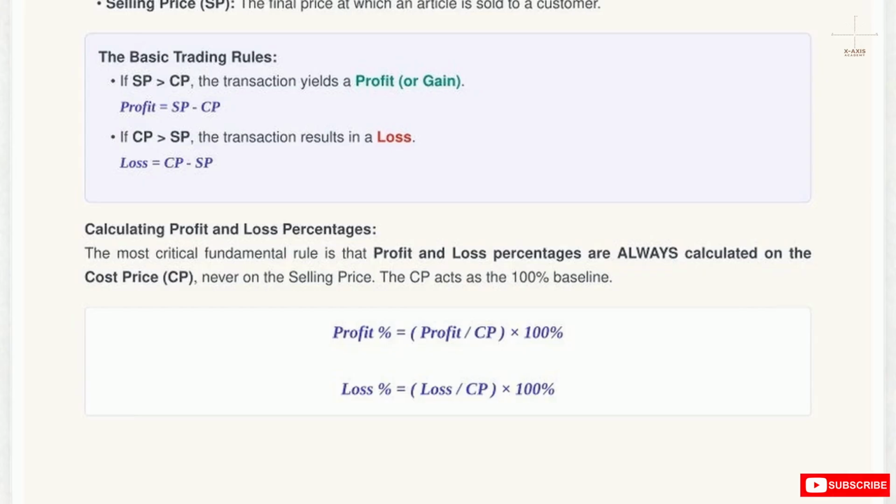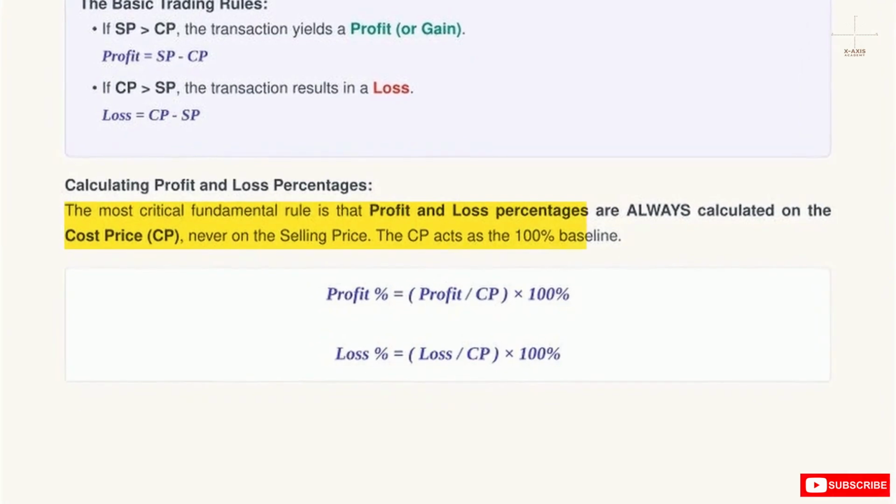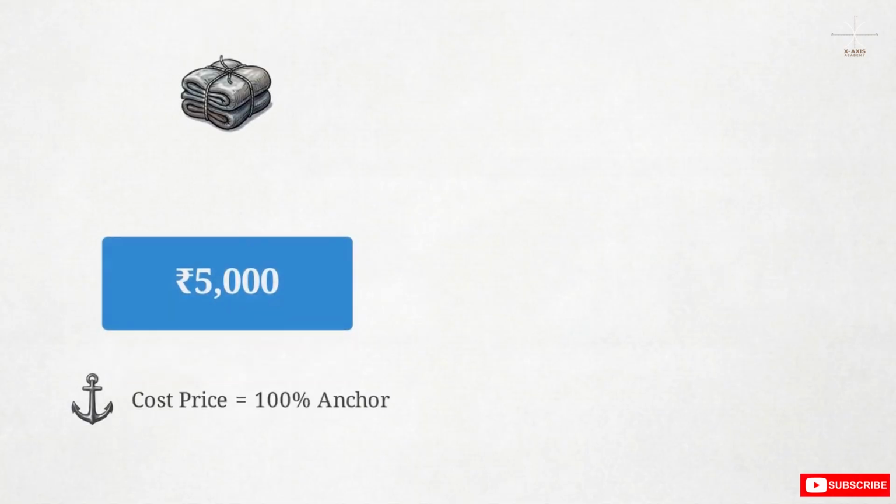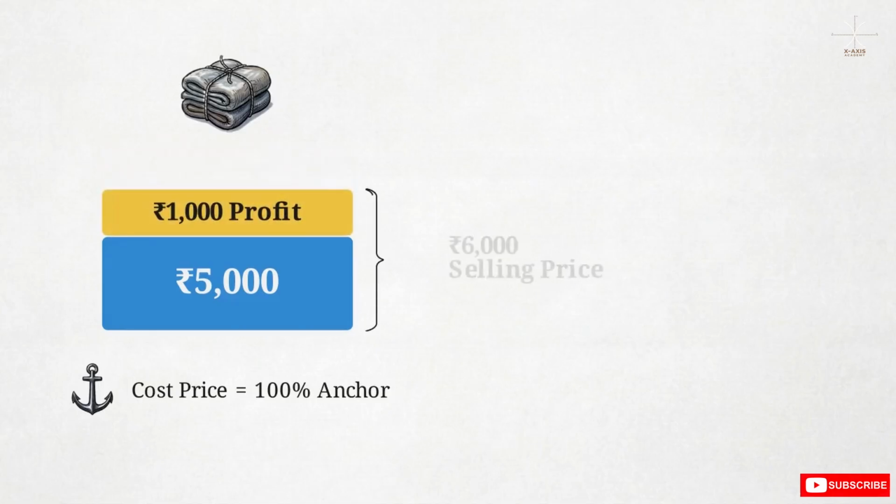This textbook excerpt lays out the strict rule of trade math. Look at this highlighted line. Profit and loss percentages are always calculated on the cost price. Let's test this. If a merchant buys a bundle of raw silk for 5,000 rupees and sells it for 6,000, they generate an absolute profit of 1,000 rupees.